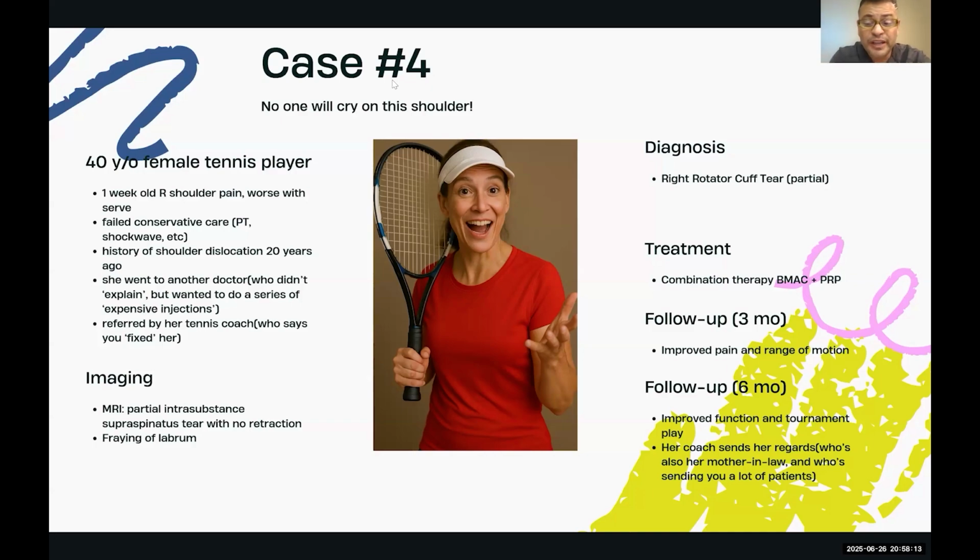pain and range of motion, and at follow-up 6 months later, she had improved function and she was able to play in tournaments. And then she said that her coach sent her regards, who's also her mother-in-law, and who's sending you a lot of patients.